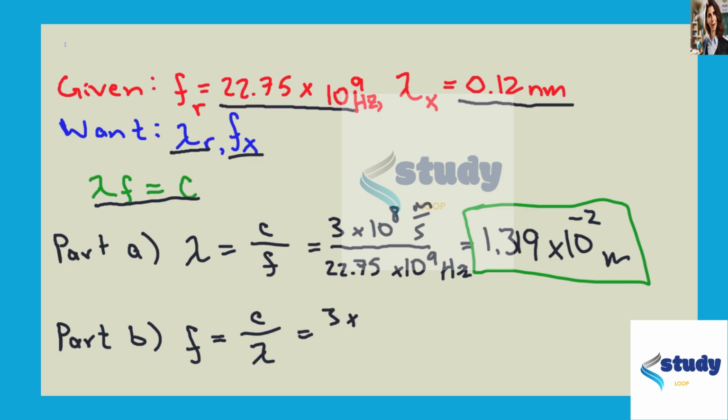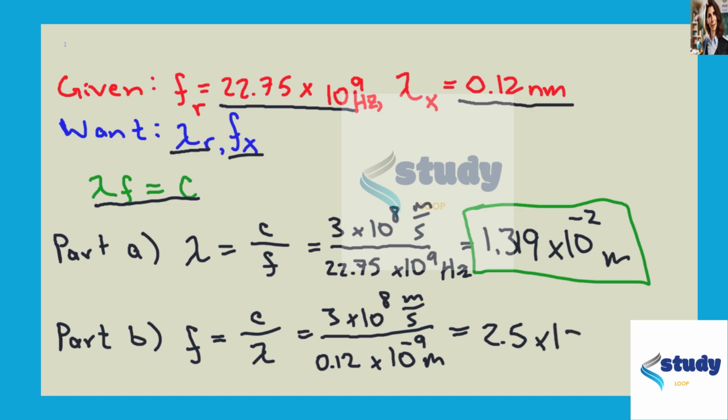So putting it together, we have 3 times 10 to the power of 8 meters per second as our speed of light. And for our wavelength, we have 0.12 nanometers, which corresponds to 0.12 times 10 to the power of -9 meters. A nanometer is 10 to the power of -9 meters. So if we calculate this, we'll get a result of 2.5 times 10 to the power of 18 hertz for our frequency in part B.